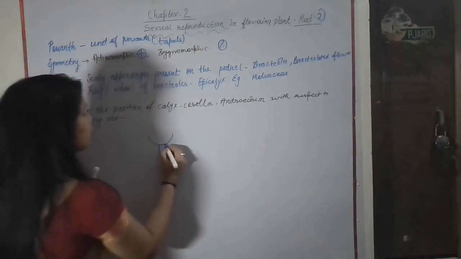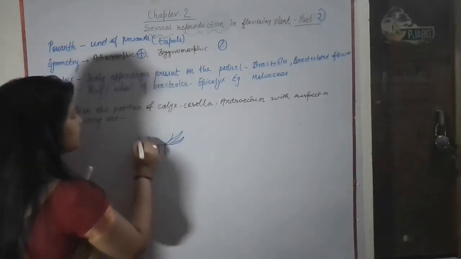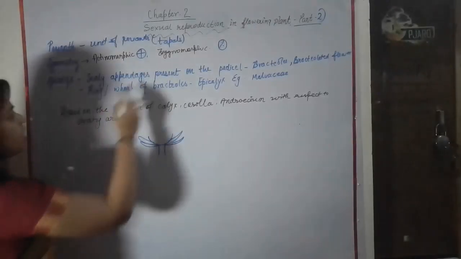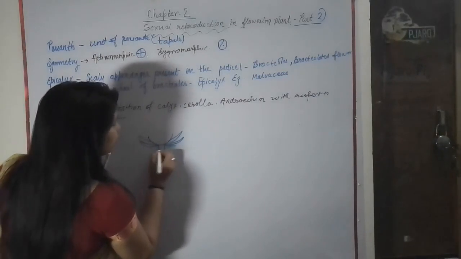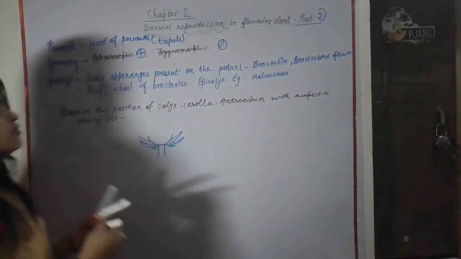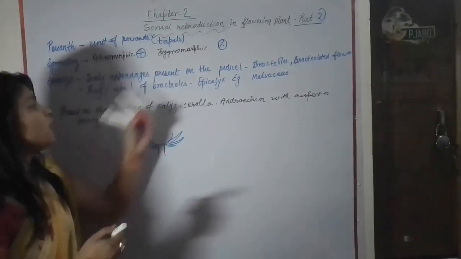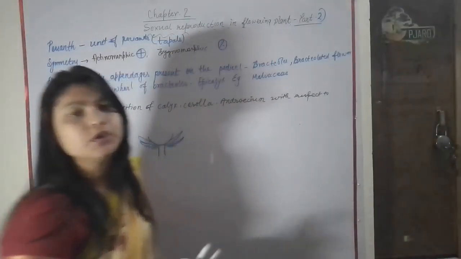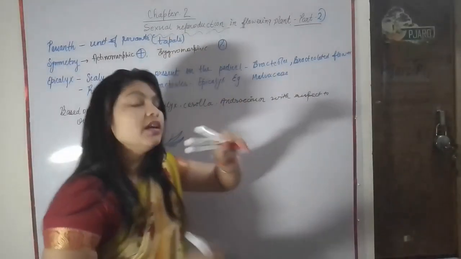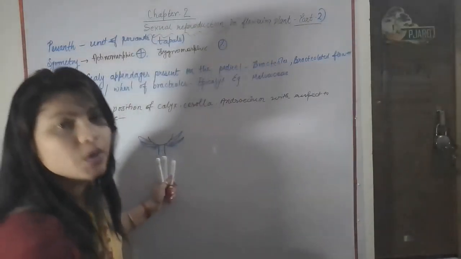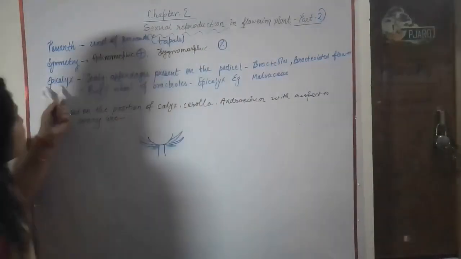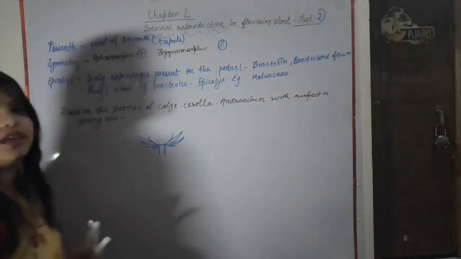As you know, we already have the calyx here. The other one is the appendages present on the pedicel, that is the scaly appendages, which are present below the calyx, or on the pedicel. That structure is known as the bracteole, and that is the case of the epicalyx.